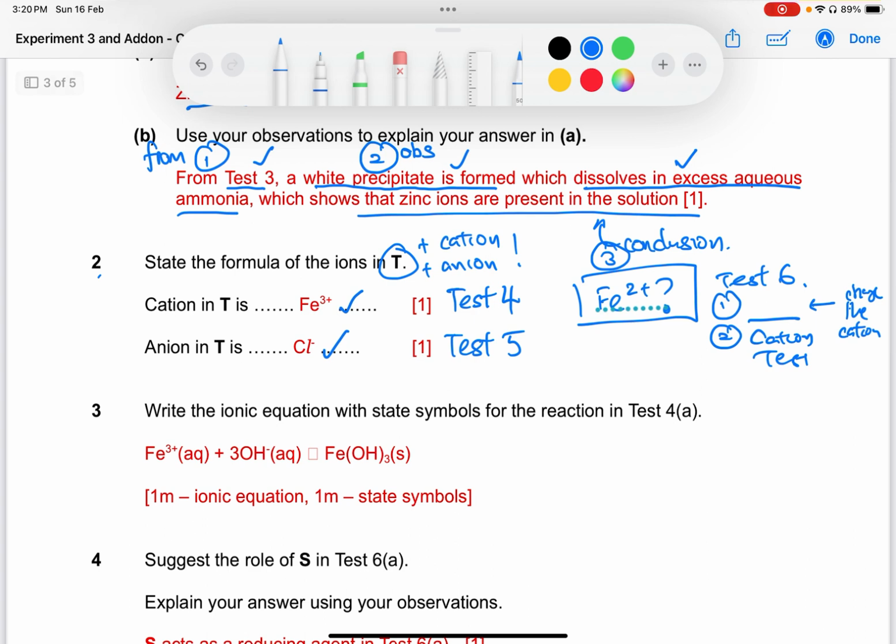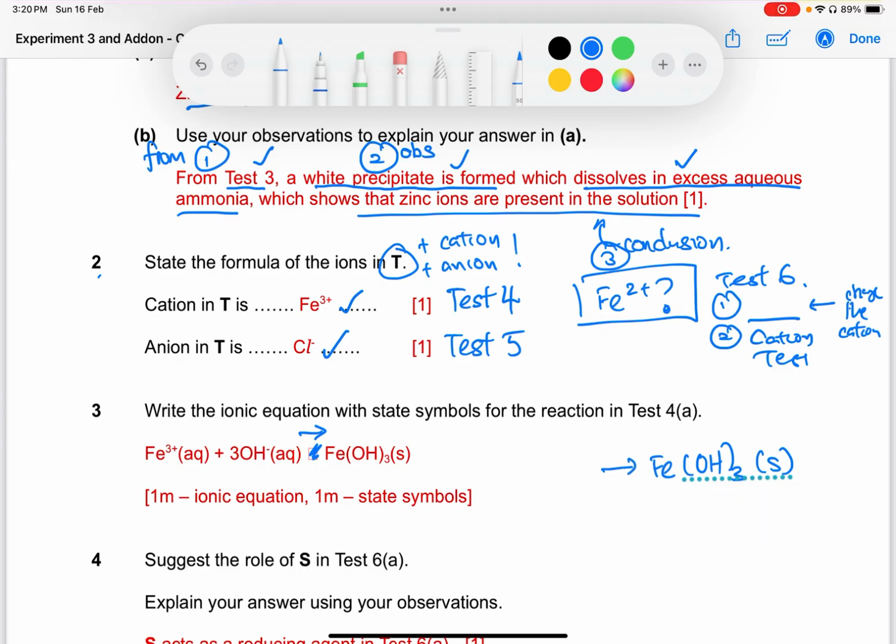Question 3, write the ionic equation with the state symbols. So this is just like this. Those of you who are not so strong in ionic equations for now, there's actually a cheat way of doing it. So how I can actually do this is, I know that it's Fe(OH)3. Okay, so this is on the basis of you knowing the chemical formula of the product. So I know iron(III) hydroxide, Fe(OH)3, is a solid precipitate formed.